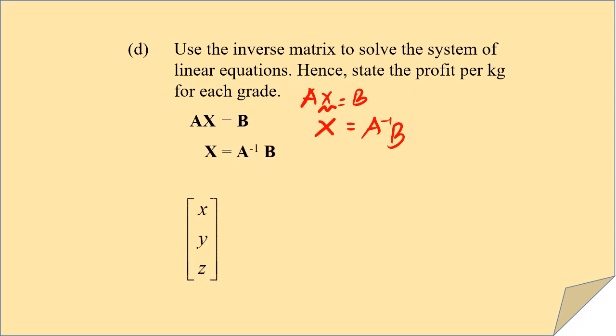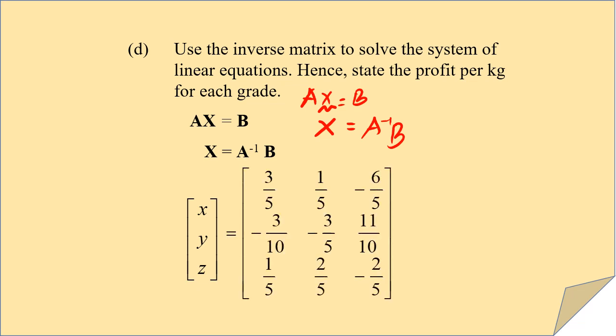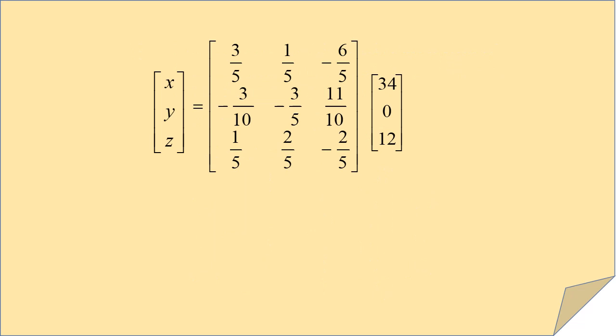So what is A inverse? This is the matrix of A inverse multiplied with matrix B, which is 34, 0, 12. So do the multiplication. We will have the answer equal to 6, 3, 2. What is 6, 3, 2? X equal to 6, y equal to 3, z equal to 2. What are x, y, z representing? It's representing the profit for each grade of mangoes.